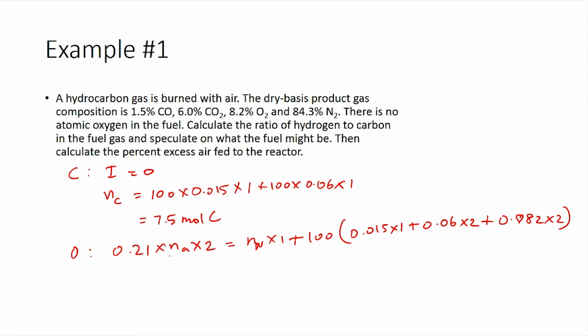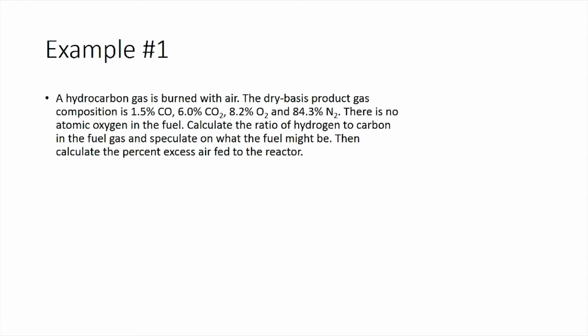In this particular equation, we already know the value of Na. So, from here we can calculate the value of Nw as 14.9 moles, which is the number of moles of water leaving the system in the form of water vapor. To calculate the number of atoms of hydrogen entering the system, we would have to write an atomic balance for hydrogen.